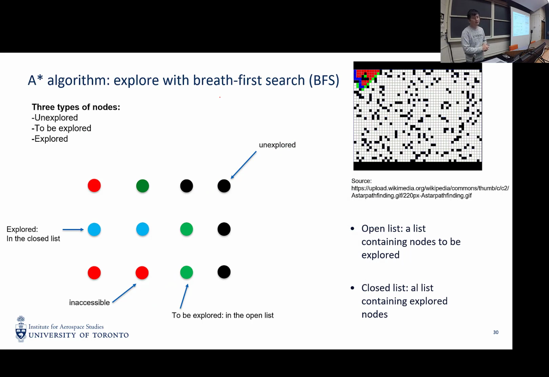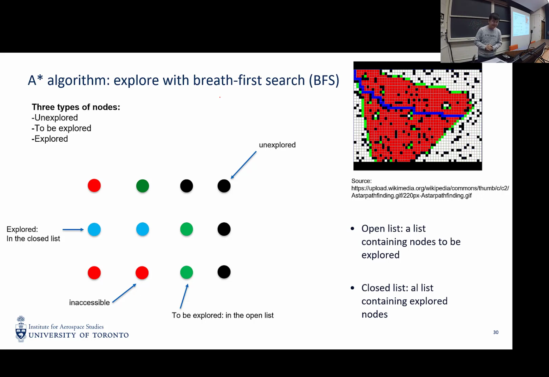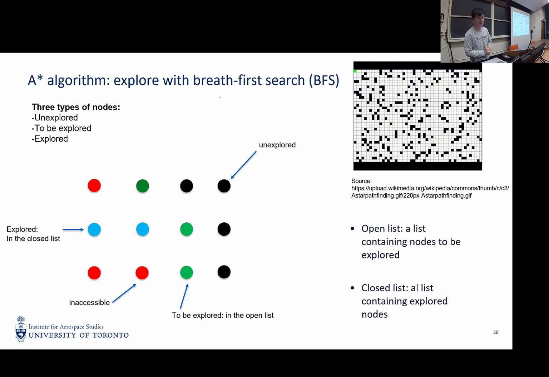Okay, so now since we have the definition of the g cost and h cost, how do we do the search based on the cost function? The name of this search is called the breadth-first search. It's a commonly used terminology in computer science, and we just say BFS. Before I introduce the detailed algorithm, there are some definitions we need to clarify.